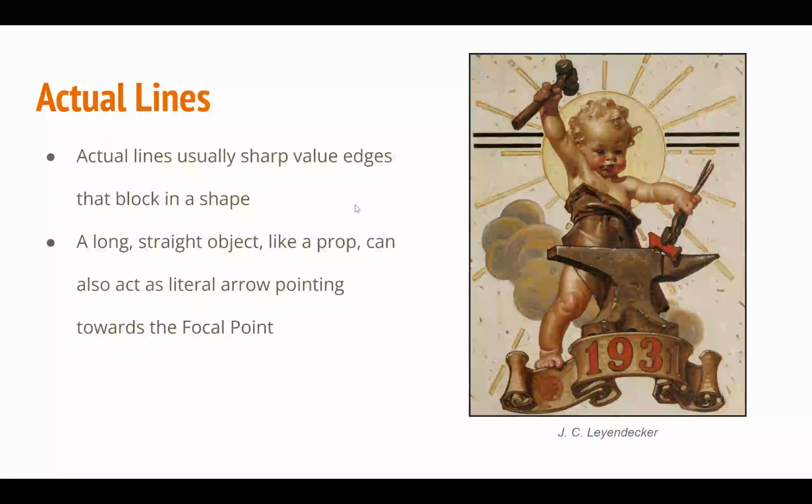So we have actual lines. Actual lines are usually sharp value edges that block in a shape. A long straight object like a prop can also act as a little arrow pointing towards the focal point. So actual lines can be like these, right? They're literally lines drawn on the image. Actual lines can be like the silhouette of an object, right? So the line of this character's arm against the background is creating a line. These objects are also acting as a line, like these pliers pushing in, and even maybe this number could be considered an actual line as well. So these are what we think of as obvious lines. These are lines we can see in the image.